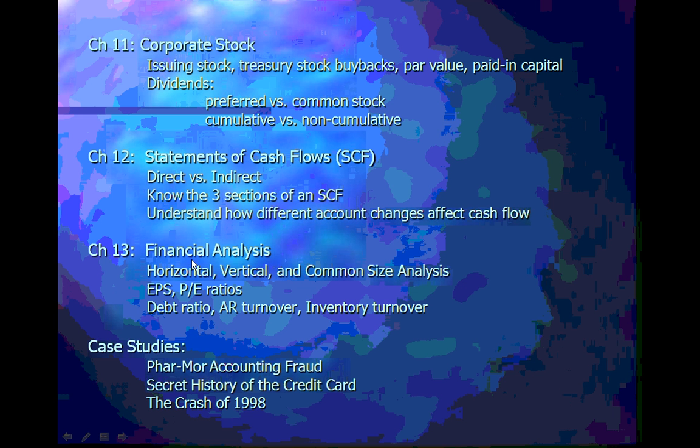Again, skipping chapter 12. Financial analysis was just this latest chapter: horizontal, vertical, and common size analysis. You had to understand these ratios. The main ratios you need to understand are debt ratio, accounts receivable turnover, and inventory turnover. The ratios we just covered in chapter 13B, as I call it, are not as important as these ones, but you should still know them, of course. Inventory turnover, or ITO, ARTO, debt ratio, and of course earnings per share and price to earnings ratios. Got to understand all that.